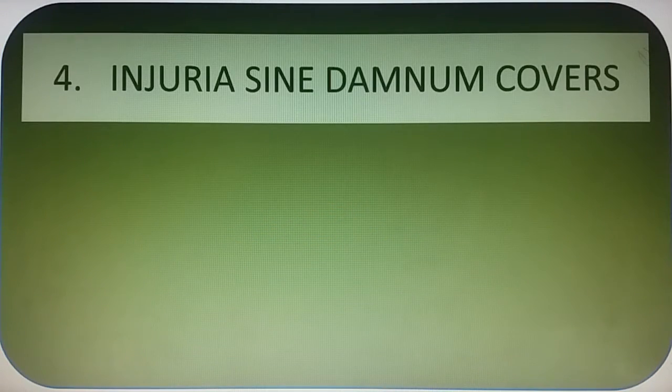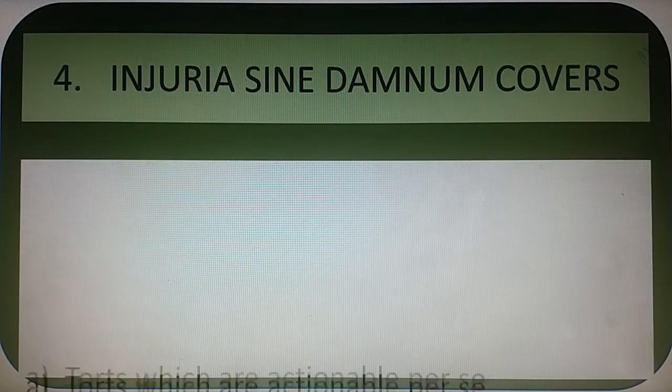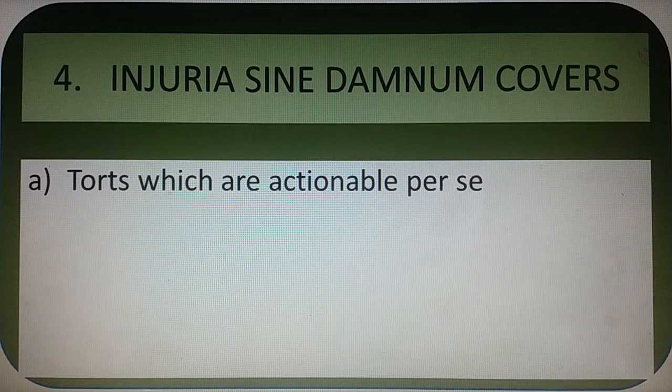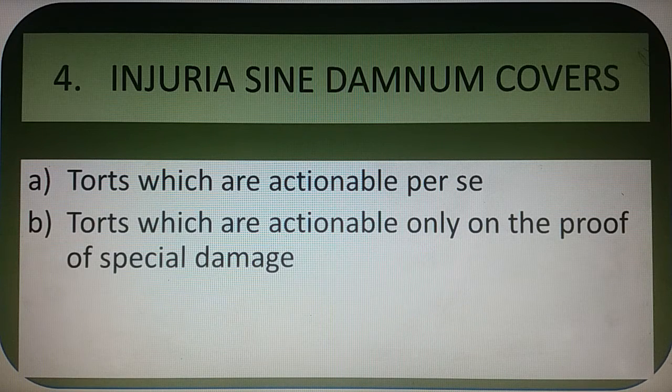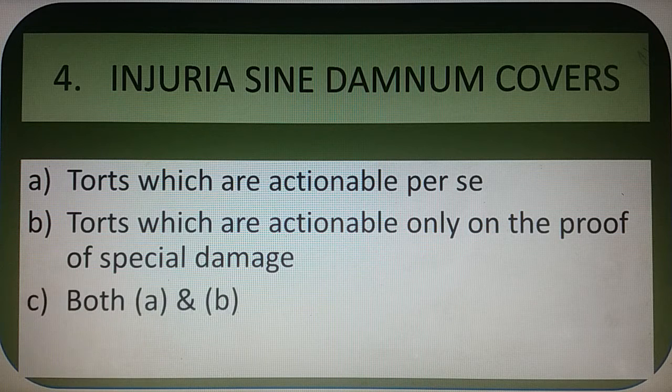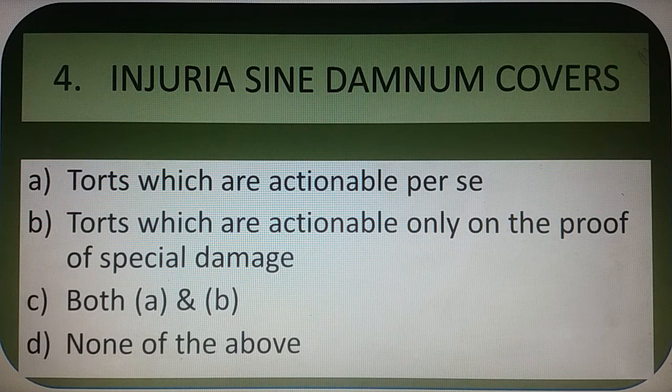Next, injuria sine damnum covers, options are A. Torts which are actionable per se. B. Torts which are actionable only on the proof of special damage. C. Both A and B. And D. None of the above. And the correct answer is A. Torts which are actionable per se, that is, without proof of any damage caused to the plaintiff.